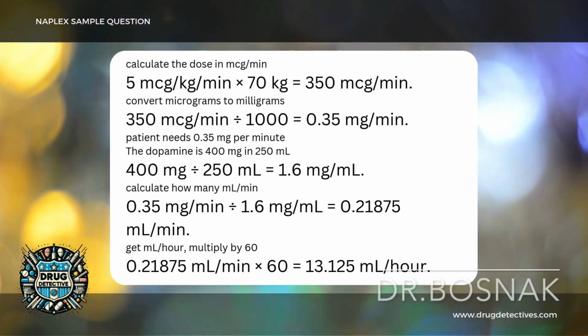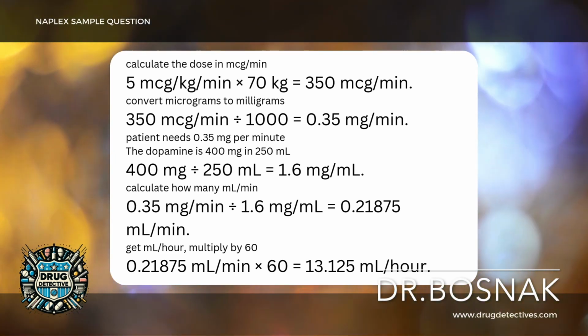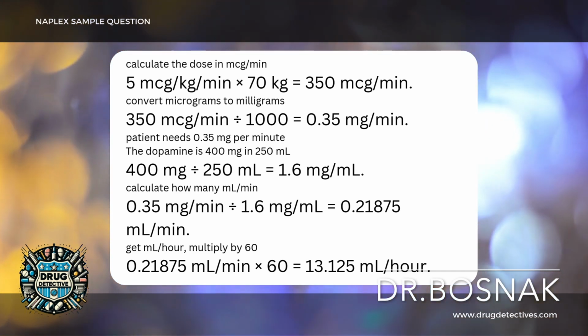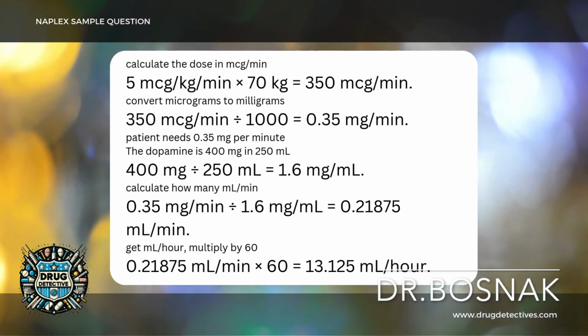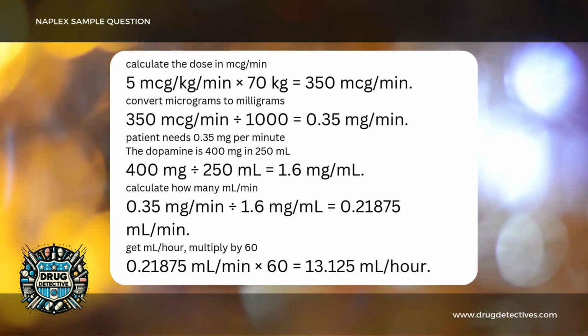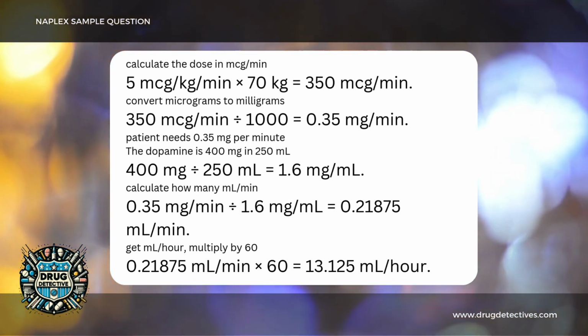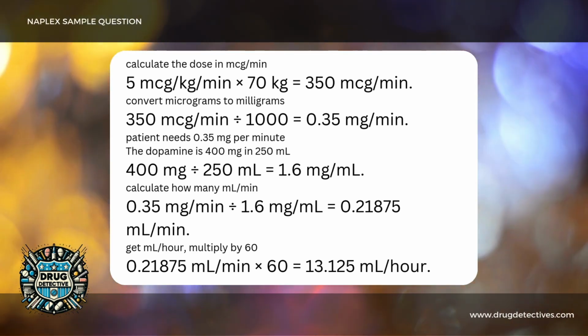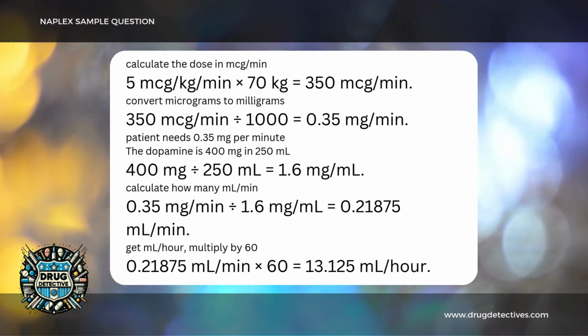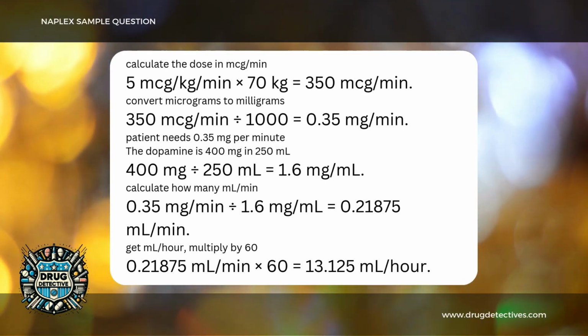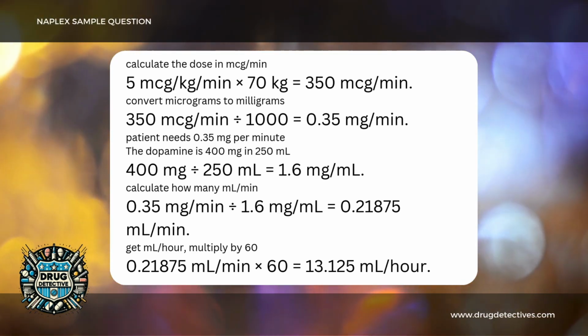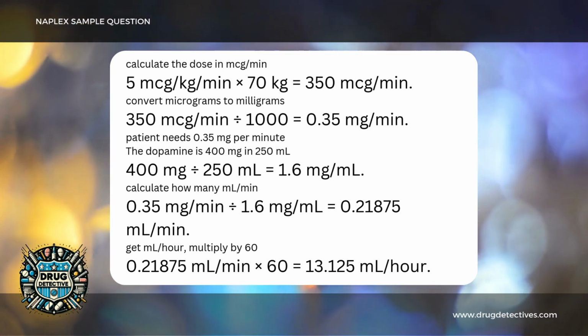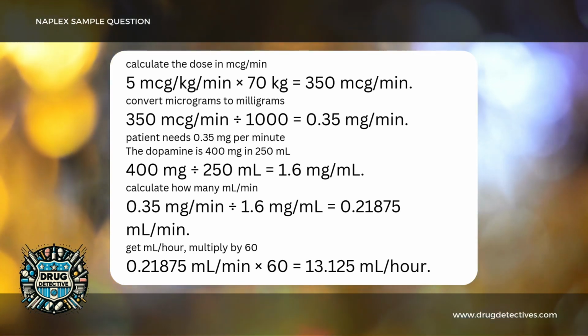First, we need to calculate the dose in micrograms per minute. 5 micrograms per kilogram per minute times 70 kilograms equals 350 micrograms per minute. Now we convert micrograms to milligrams because the concentration is in milligrams. So, 350 micrograms per minute divided by 1000 equals 0.35 milligrams per minute. Now we know the patient needs 0.35 milligrams per minute.